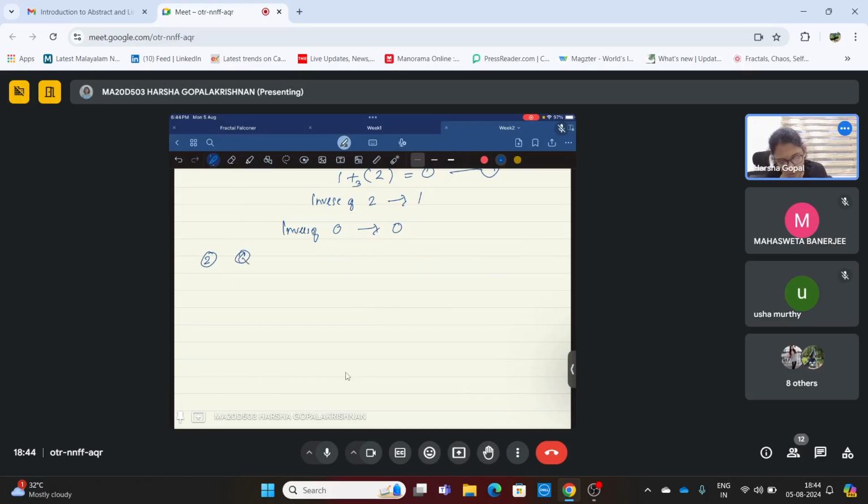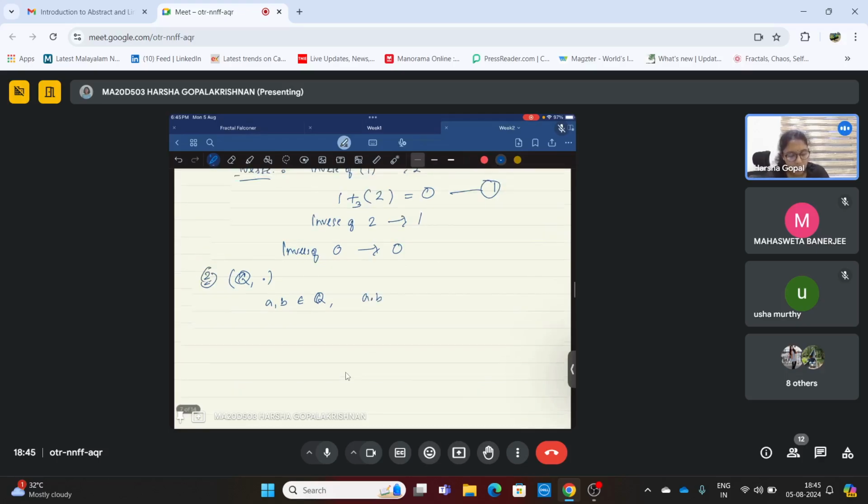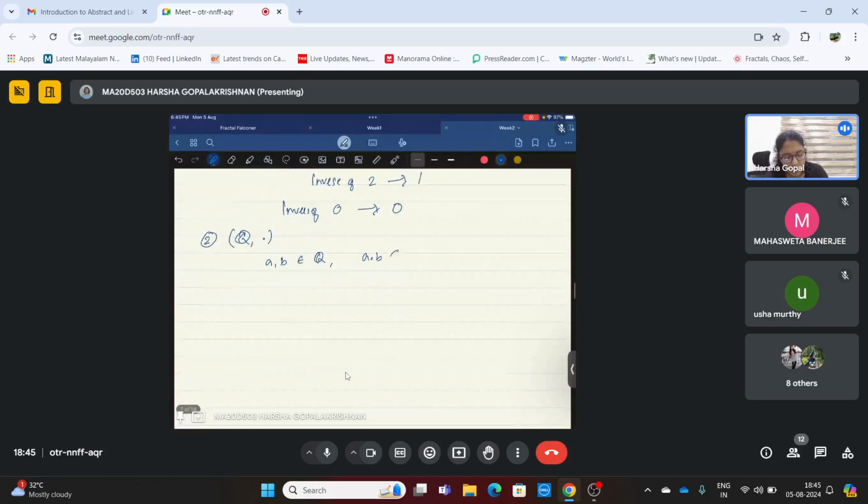Q with multiplication: the first thing is the closure property. That's very easy. Q notation is for rational numbers. If A and B are rational numbers and I take the product of the two, obviously it will be a rational number.